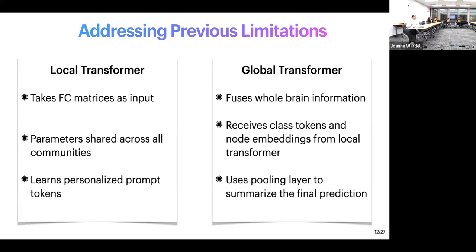So they're using two transformers together. They have a local transformer that takes these functional connectivity matrices as input, shares its parameters across all of the different communities, and learns these personalized prompt tokens. We're going to get more into what that means. Next, they also have this global transformer that's trying to learn the global brain network, whereas the local transformer is trying to understand networks in the different communities. The global transformer fuses this whole-brain information, and it receives the class tokens and the node embeddings from the local transformer. Then it uses a pooling layer to summarize the final predictions.